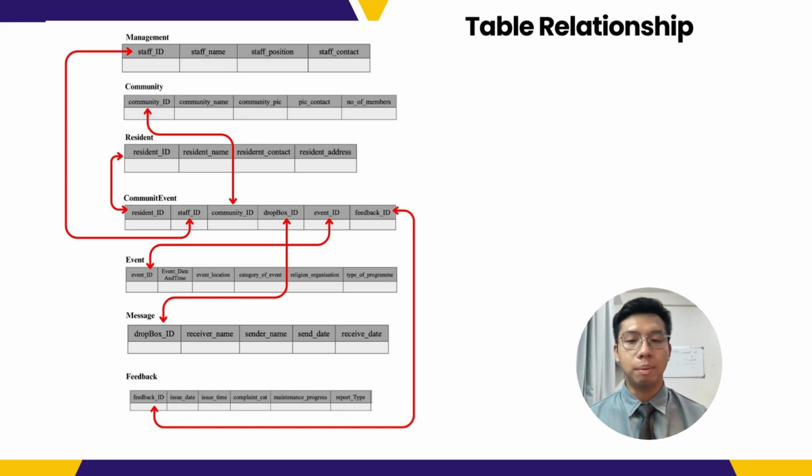So the primary key of the event ID will be the foreign key under the community events, which is the event IDs, and the meshes tables. We can see the Dropbox ID, the receiver names, sender's name, send date, and also receive date. So the Dropbox ID will be our primary key and become the foreign key for the community events tables for the Dropbox IDs. And last is the feedbacks tables. So in the feedback tables, we can see the feedbacks ID, the issue date and time, the complaint categories, the maintenance progress, and the report types.